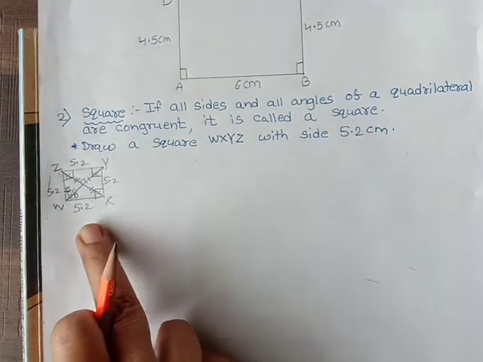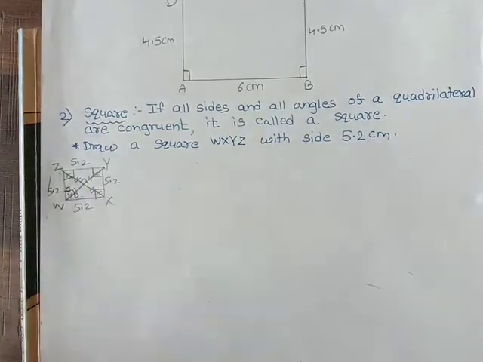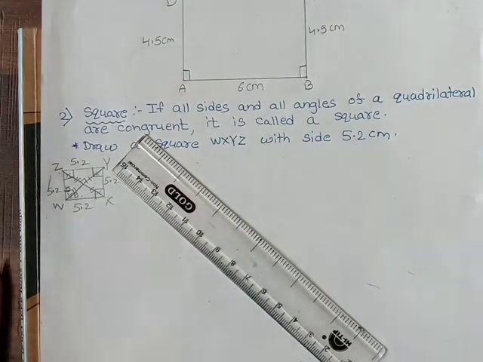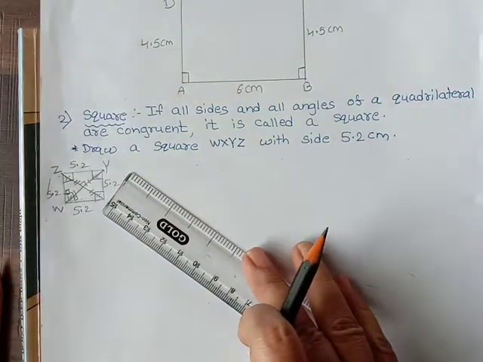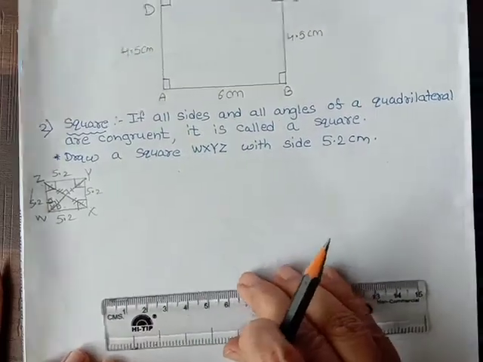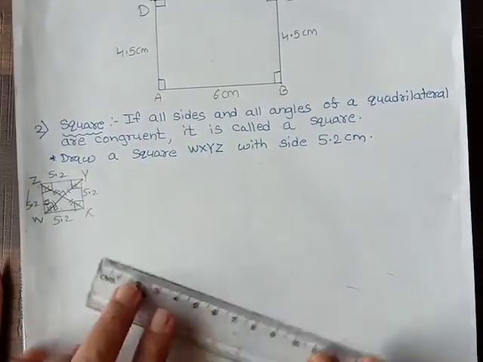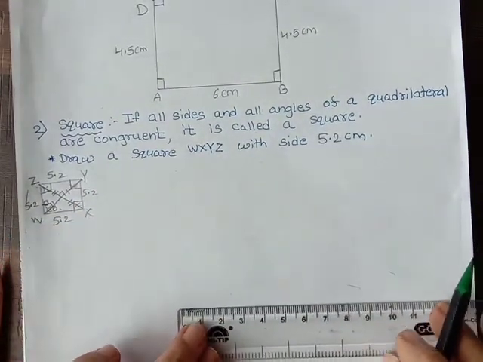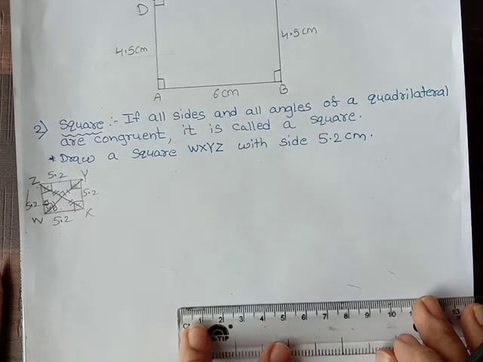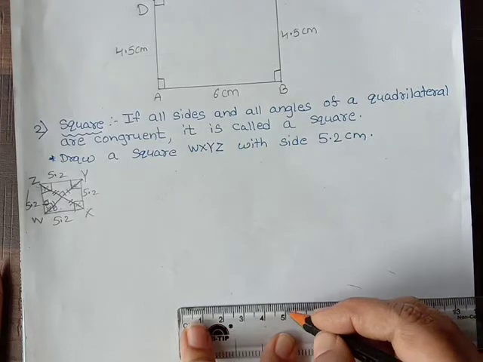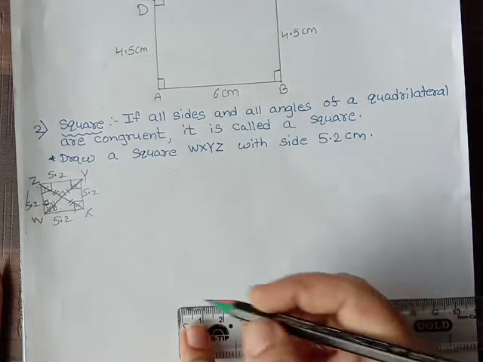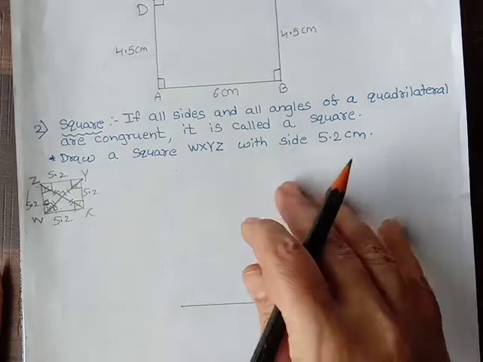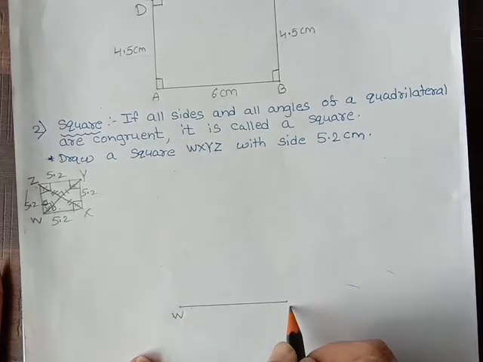So first of all, what is the length? 5.2. So let me take 5.2. Not in the compass, I will draw with the help of a scale. 5.2 means arbitrarily up till here. So I will be drawing it over here. So I am drawing 5.2, 5.1 and this is 5.2. And this is 0. So this is 5.2, W and X. This is the base.